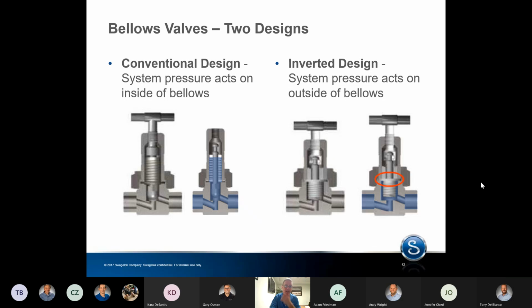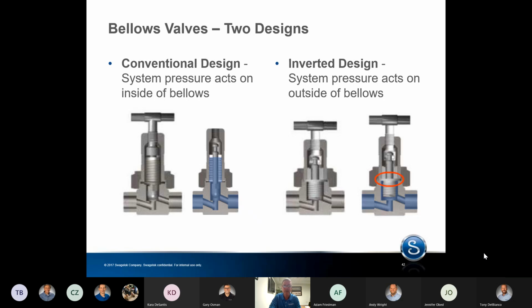There are two basic designs for bellows valves. In the conventional design, the stem is located inside the bellows. The top of the bellows fits under the dome top of the stem and is welded to the upper stem. When the valve is open, the fluid enters the bellows.